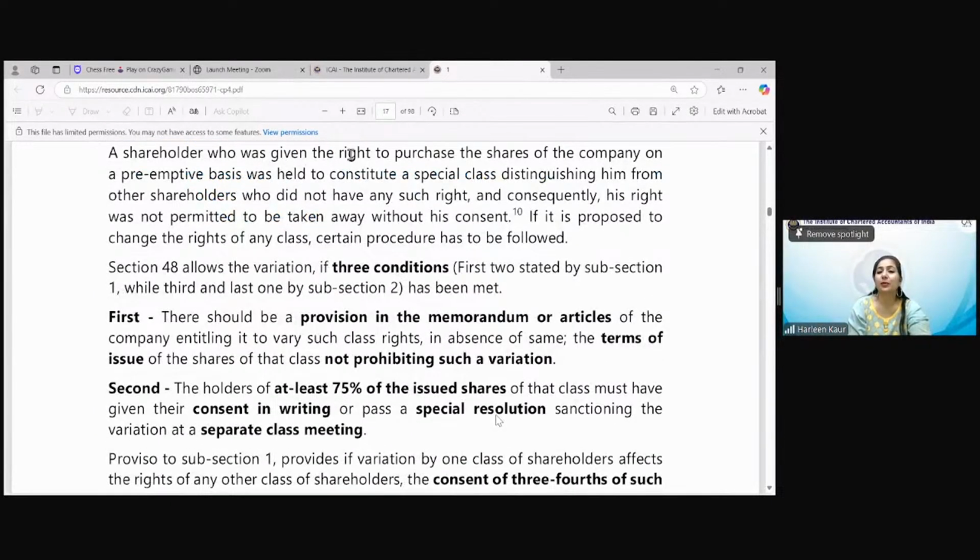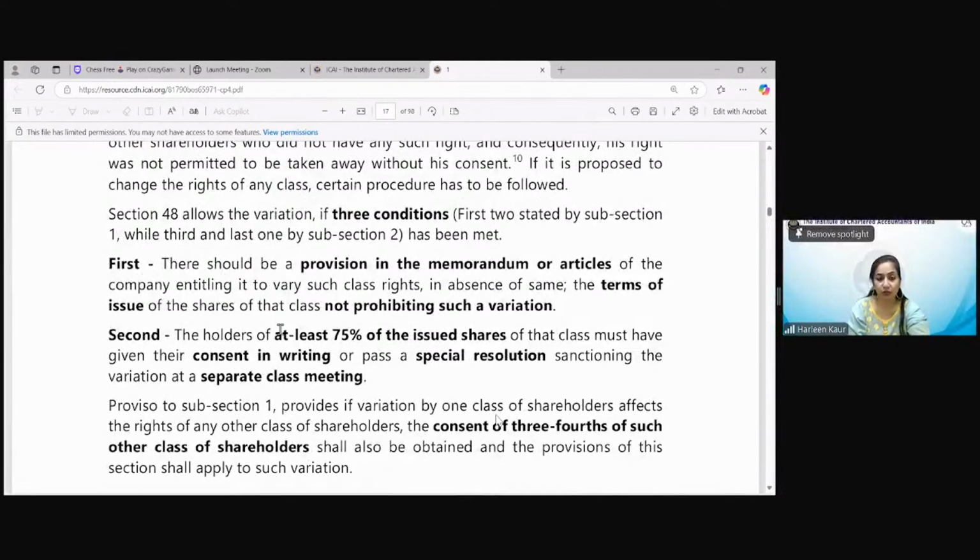A shareholder who has been given the right to purchase the shares on a preemptive basis is given a special class distinguishing from other shareholders. So I told you every shareholder has a respective class. 3 conditions have to be satisfied whenever you want to change the rights of the shareholders. A provision shall be given in the memorandum or articles, and if no provision has been given, then the terms shall not be prohibiting such variation. दोनों में से कोई भी चीज हुई है तो आप कर सकते.